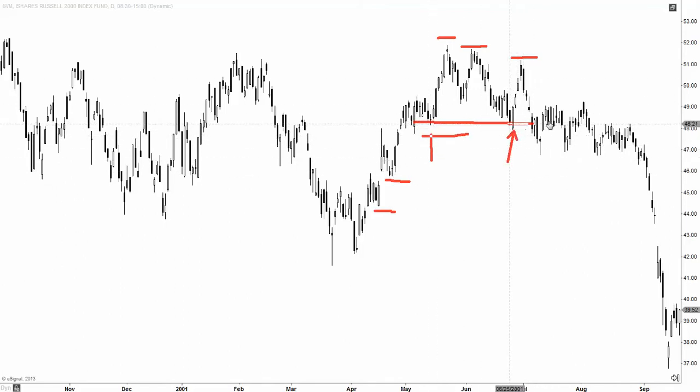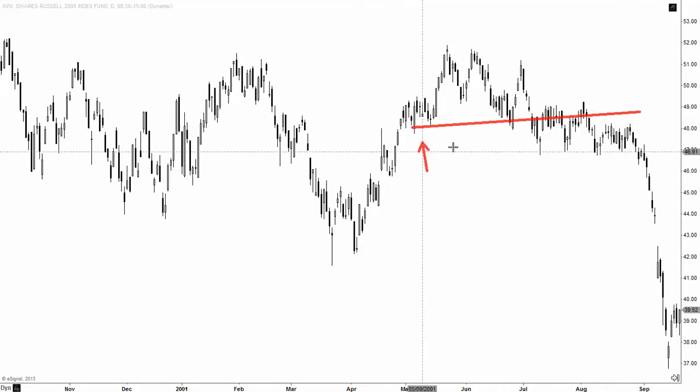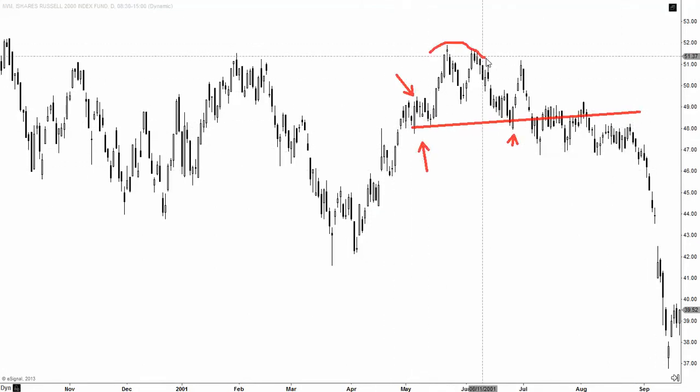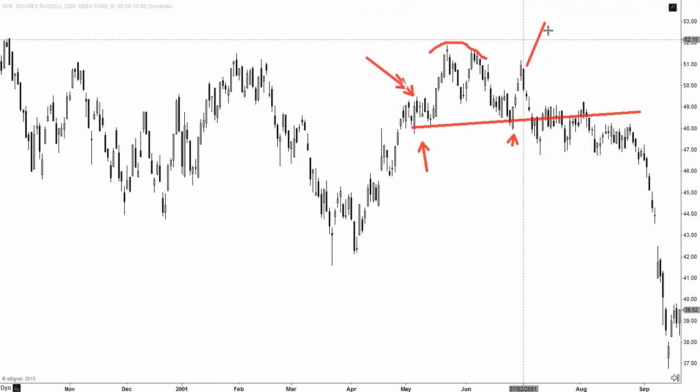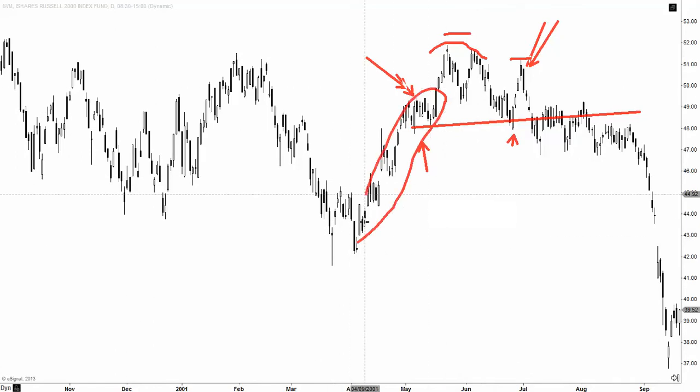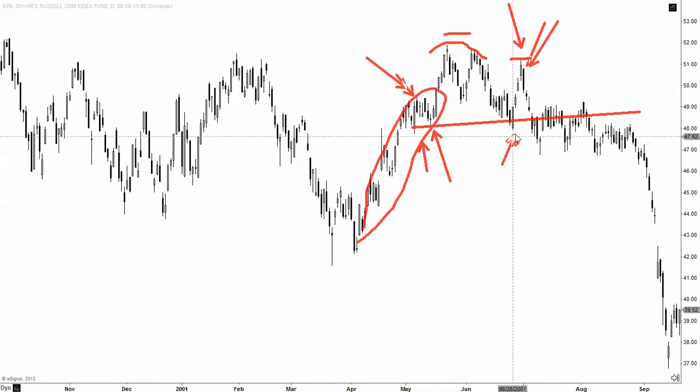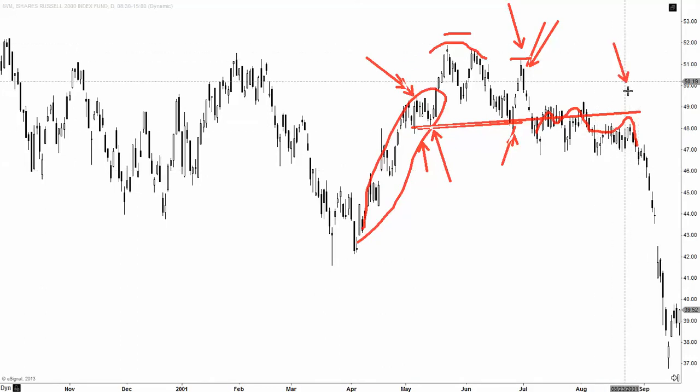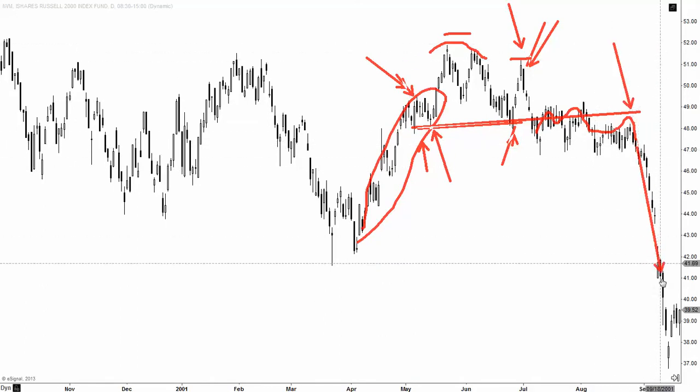Let me draw that one more time, better, right there. That's the neckline. That's the right shoulder. This is the head. That was the left shoulder. Remember, it failed to make a higher high. For the first time on this move, it made a lower high. And we did a flat bottoming here, which is equal lows. Then we fizzled around that neckline, and that neckline held and rejected the price. What happened next? Just tankage.